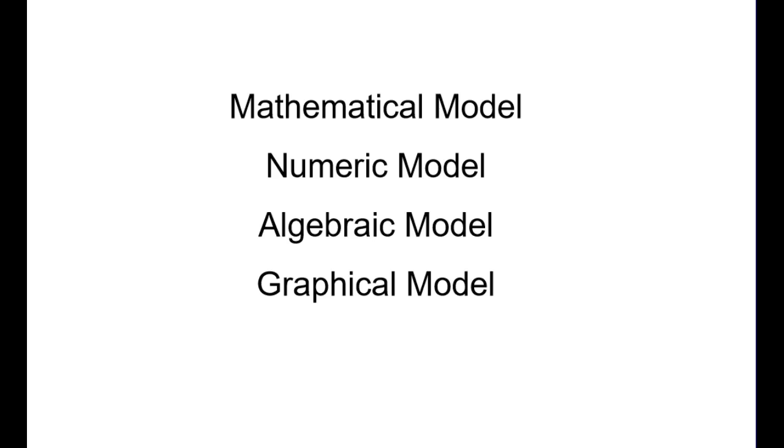The first one is very generic, the mathematical model. That is simply a way to represent data so that we can predict future information from that data. The next is a numeric model. Numeric models are basically tables of values. Okay, so we have our X, our input, our Y, our output, creating that table so that we can find and pinpoint certain pieces of information.